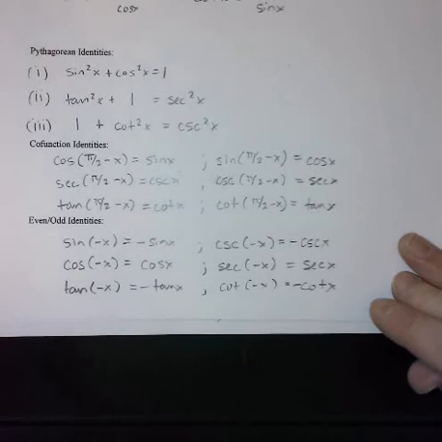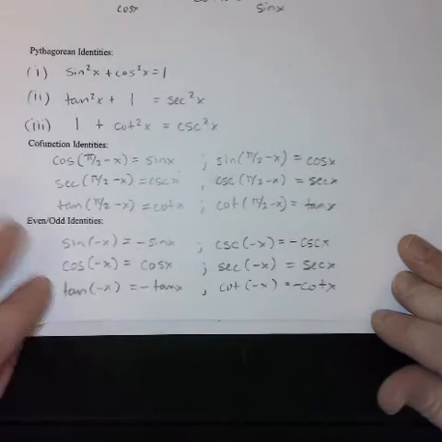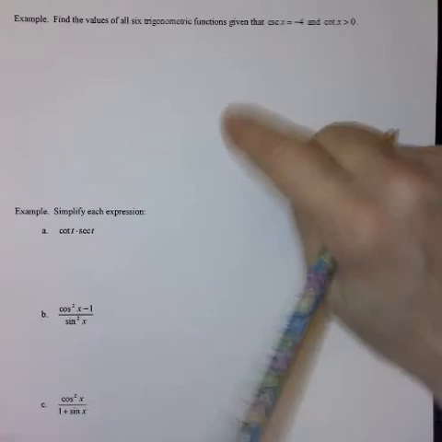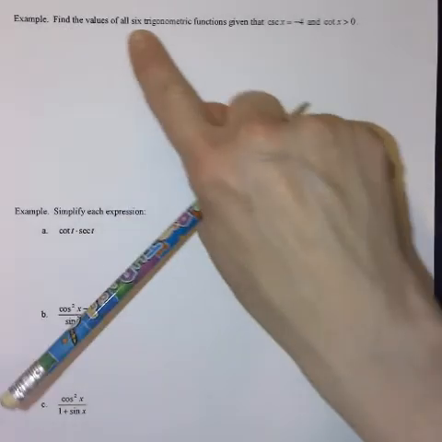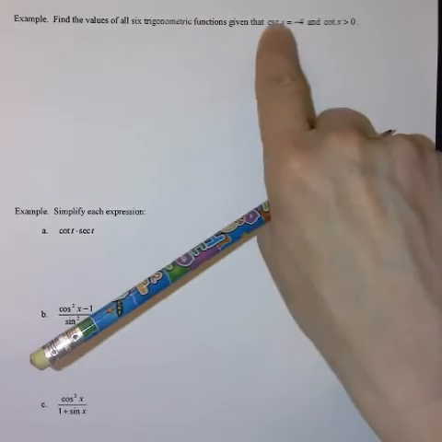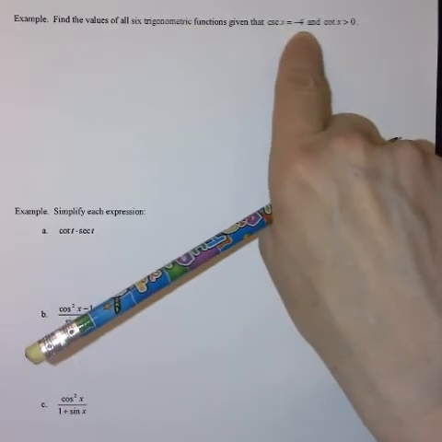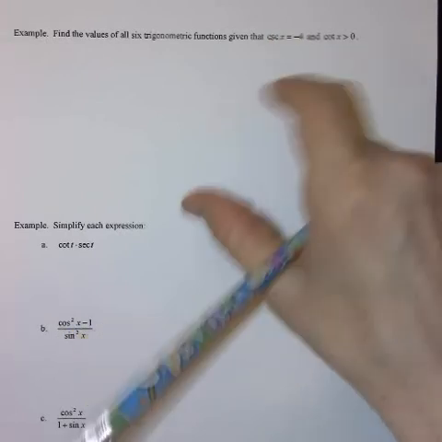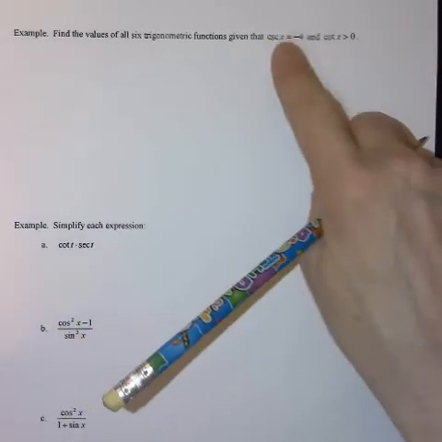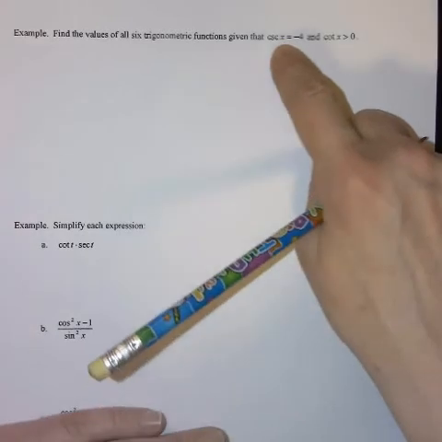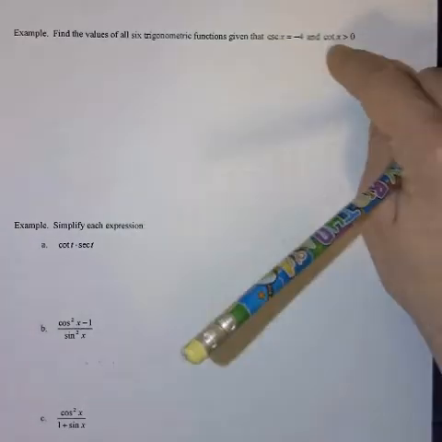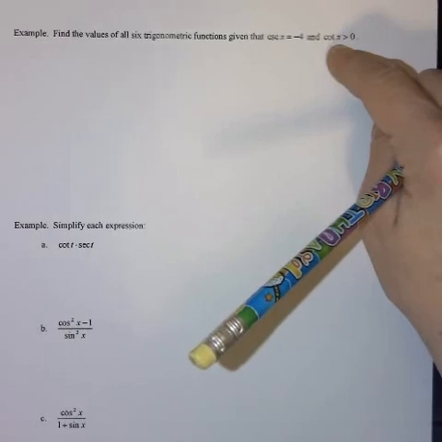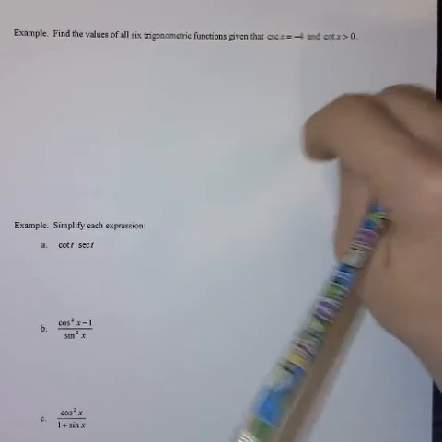All right, so let's do some problems. We're just going to simplify expressions. In this first example, we're going to find the values of the trig functions given that cosecant of x is -4 and cotangent is positive. Now you can certainly use a triangle in the xy plane to do this problem, but we're going to do it using identities. So we still need to know which quadrant x is in to complete the problem, so we know the signs of all the functions.